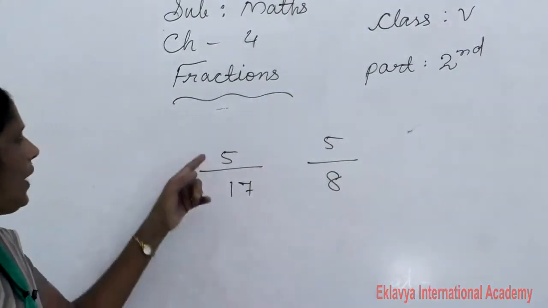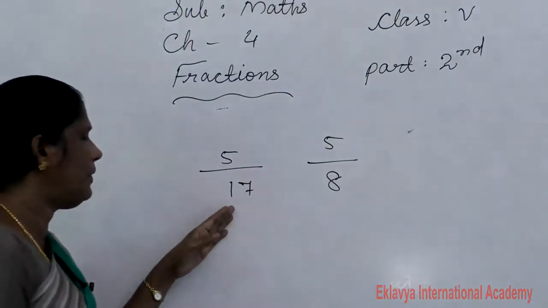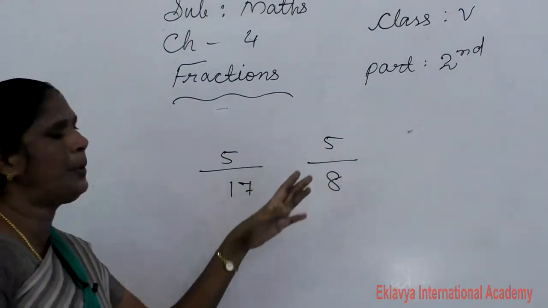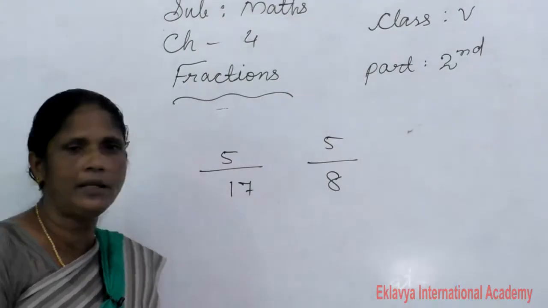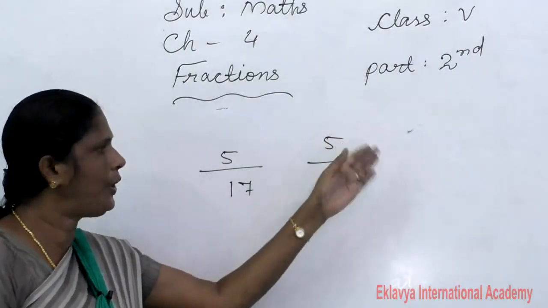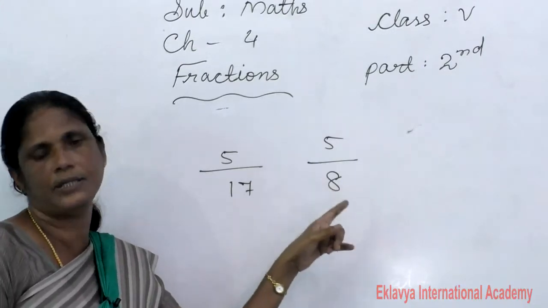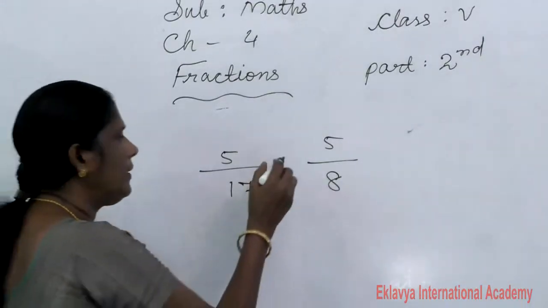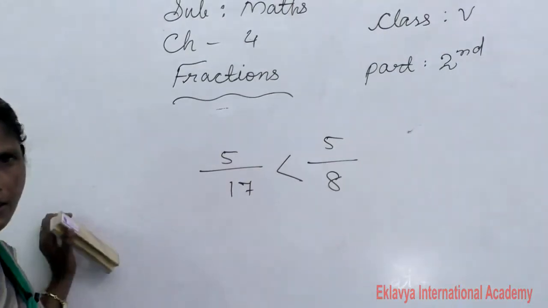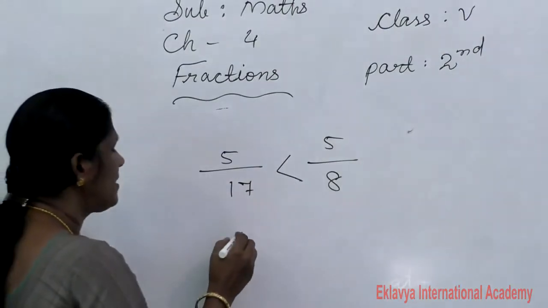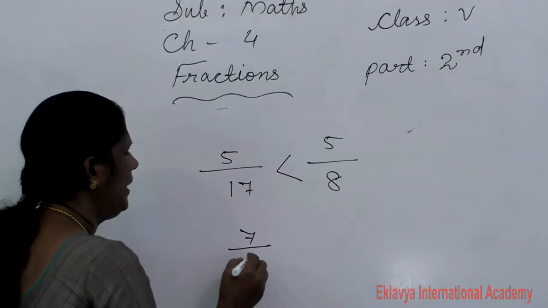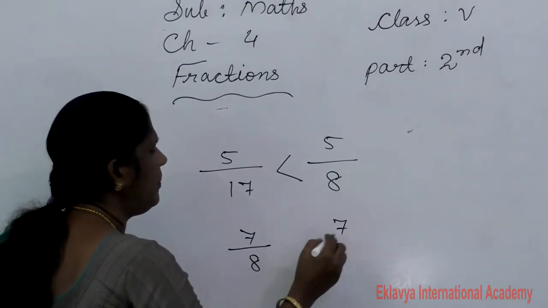Here 5 upon 17 and 5 upon 8. Which is greater? 5 upon 8. When the denominator is smaller, it is the greater fraction. Here this fraction is greater. Next, 7 upon 8 and 7 upon 3.